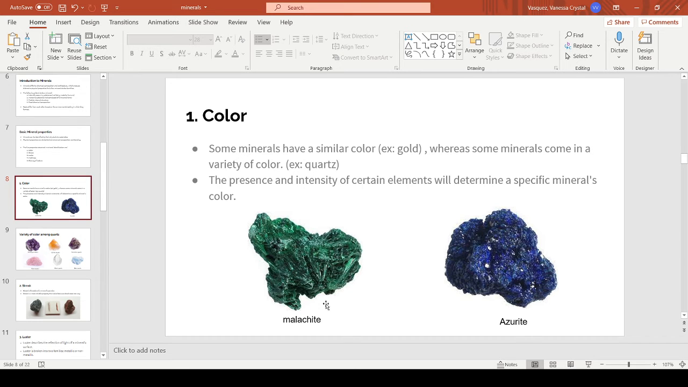So for example, on the left side we have malachite, and on the right side azurite. Malachite has a very deep green, whereas azurite has a deep blue. And this is due to these minerals having the element copper. The copper element is within their atomic structure, so this is what gives off that deep color.